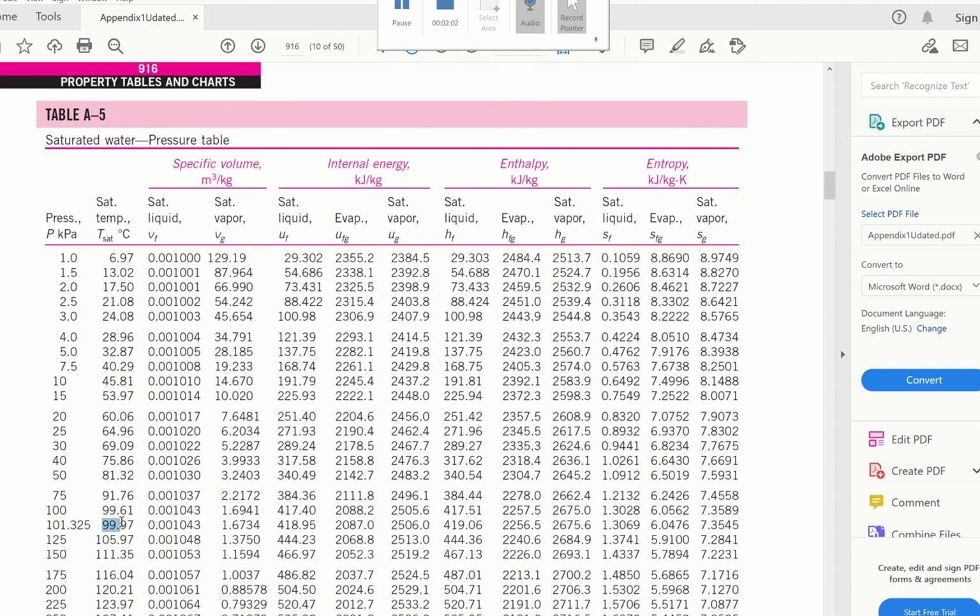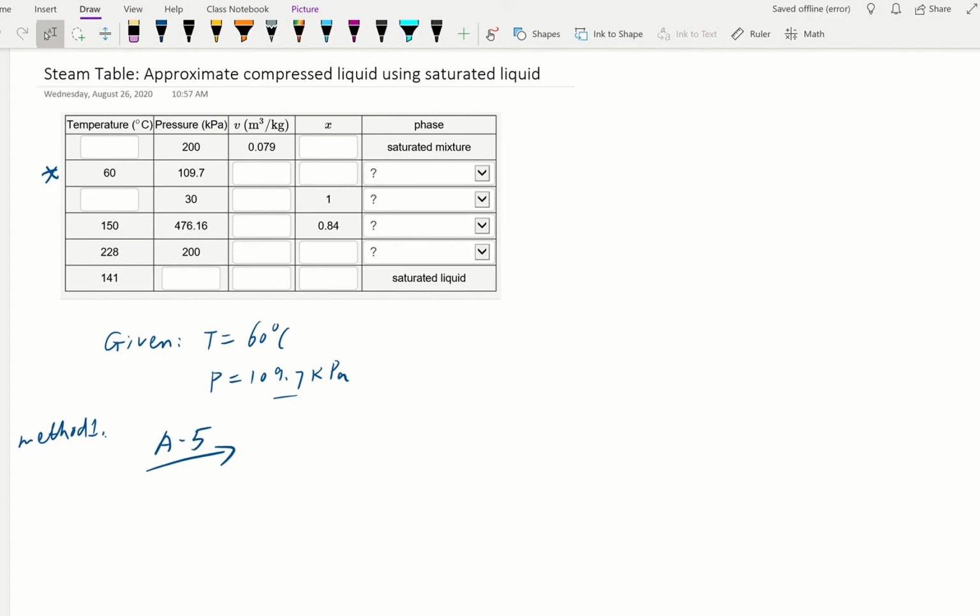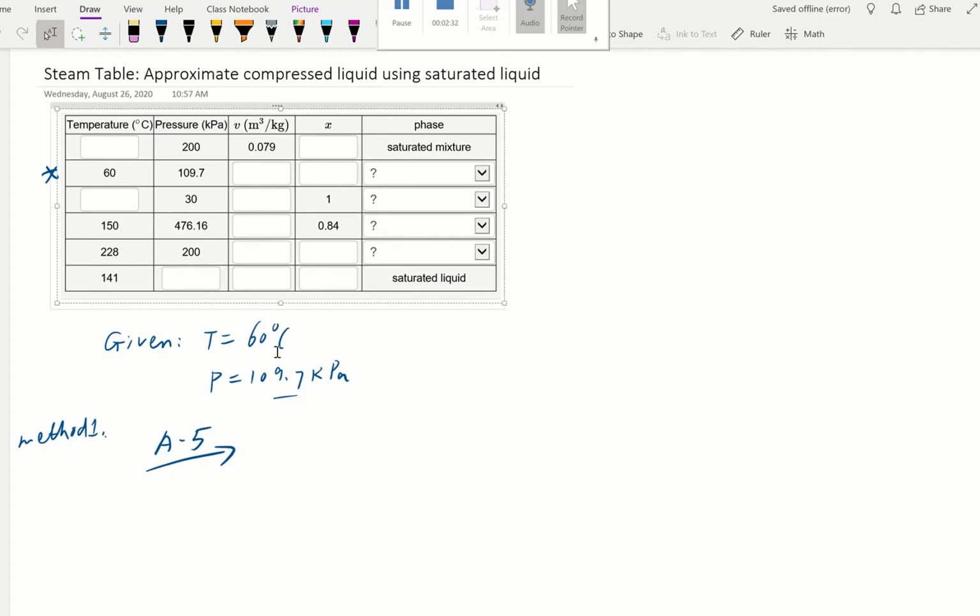Here is the saturated temperature for atmospheric pressure 101. This is 99.9, so it's 100. This is 105. So if it's 109 kilopascal, you can estimate it's going to be between 100 and 105. If you want to know the exact value, you can use linear interpolation, but really no need for this step because I just know it's 100 to 105. And why? Because my temperature here is only 60 degrees Celsius. It's going to be way below 100 degrees Celsius.